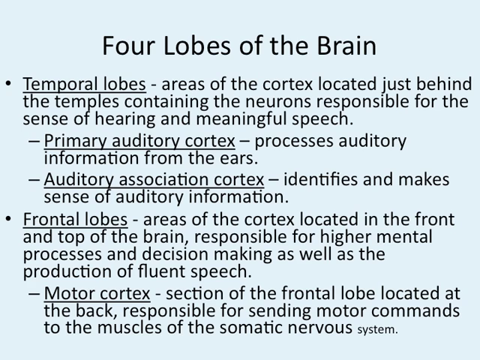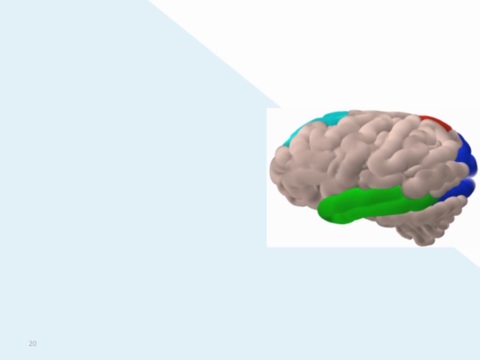And located in the back of our frontal lobes is our motor cortex, which is a section of the frontal lobes located at the back, responsible for sending motor commands to the muscle and the somatic nervous system. So it's our frontal lobe that actually controls our motor skills.